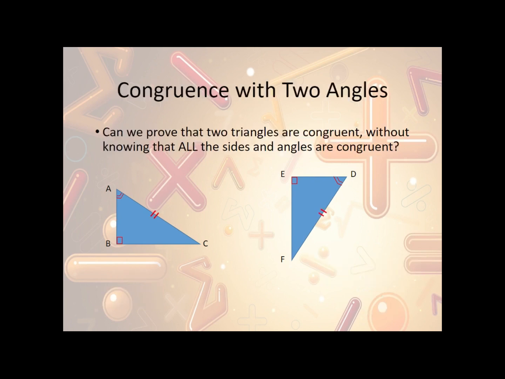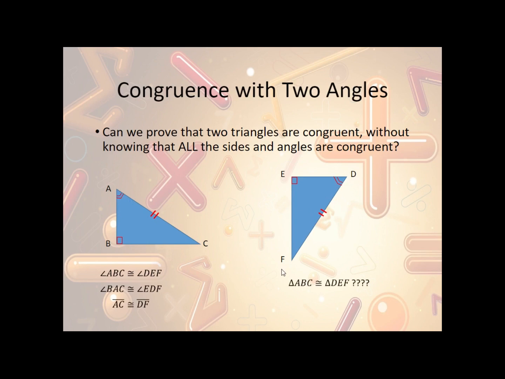Now, what if we know two angles and a side, but the side is not between them? Can we still prove that those are congruent then? So here we have angle, angle, and a side, or a side, angle, angle, however you want to look at it. So can we prove that those triangles are congruent? Well, first, let's state what we know. We know that angle ABC is congruent to angle DEF. We know that angle BAC is congruent to angle EDF. And we know that AC is congruent to DF.